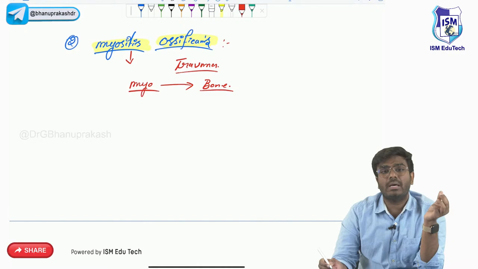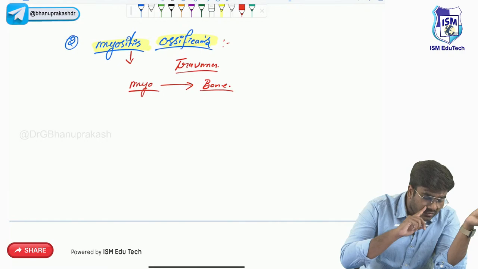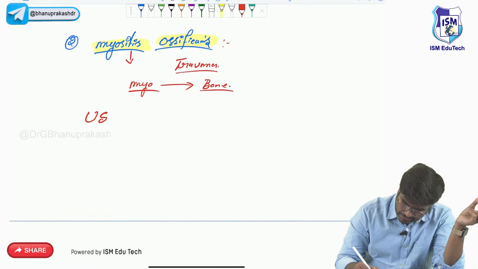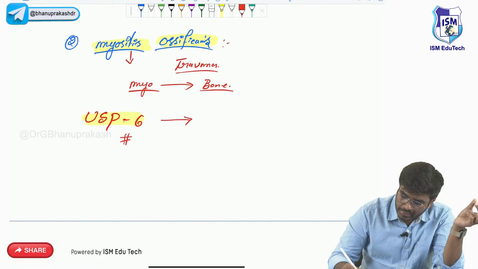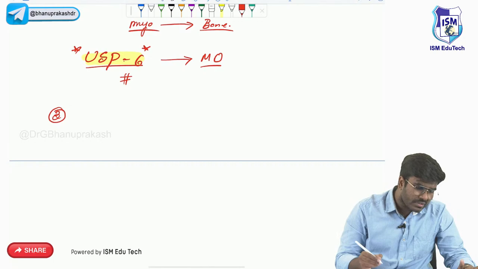But an important MCQ which I want you to know here is, sir, what is the gene involved with myositis ossificans? The gene is known as the USP6 gene. If you have a mutation of this USP6 gene, you will develop myositis ossificans. Okay, MCQ: USP6 gene mutation will cause myositis ossificans. Second example also completed. Now, what is the third example which I want you to know?